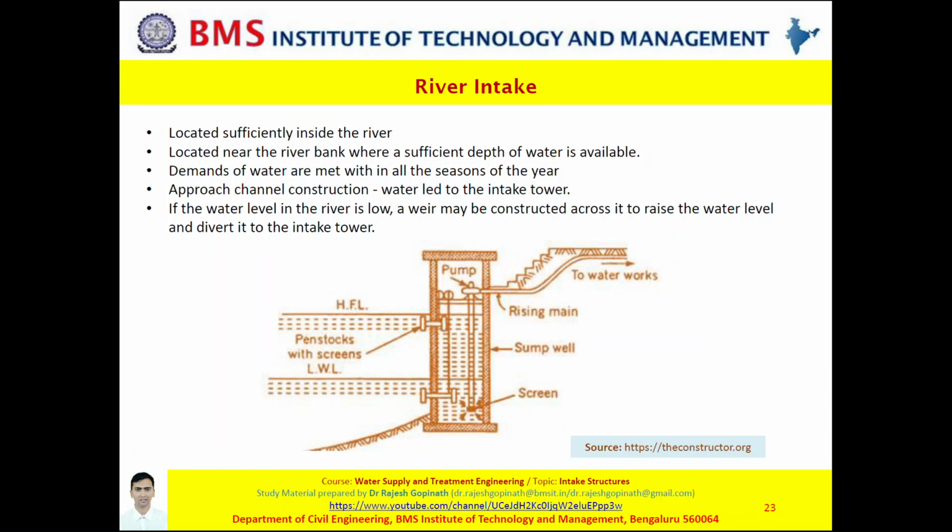As you can see here, there will be an approach channel construction, which assists the water to be led to the intake tower. Please note that if the water level in the river is low, then a weir may also be constructed which can raise the water level and divert it into the intake tower. A closer observation of this schematic will also show you the provision of screens.